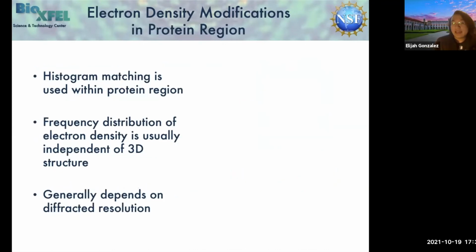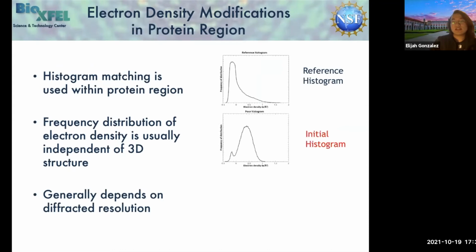So if we're actually in the protein region, what we can also do is use histogram matching. Basically all this is saying is that you know that a protein has a histogram that is pretty general. All proteins have a really similar histogram. So if you have this reference histogram, and you take the density that you calculated from one of the iterations, let's say this is your initial histogram. This initial histogram does not look like what a protein histogram should look like. So you can perform histogram matching in order to make it look like something that you know a protein should look like. And so we're evolving over these iterations.